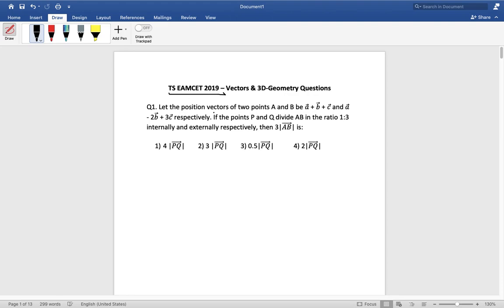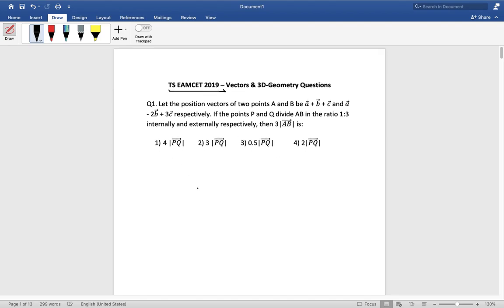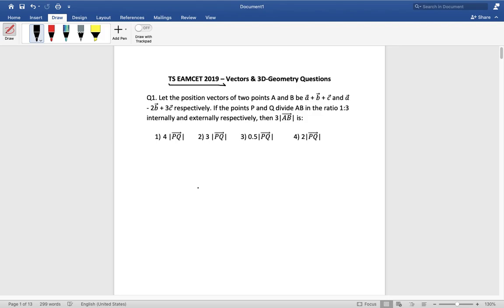In this one, we are given that the position vectors of 2 points A and B are a plus b plus c and a minus 2b plus 3c respectively. If the points P and Q divide AB in the ratio 1:3 internally and externally respectively, then 3 mod of AB vector is equal to which one of these? So you don't really need to indulge yourself in all this vector algebra to solve this problem.